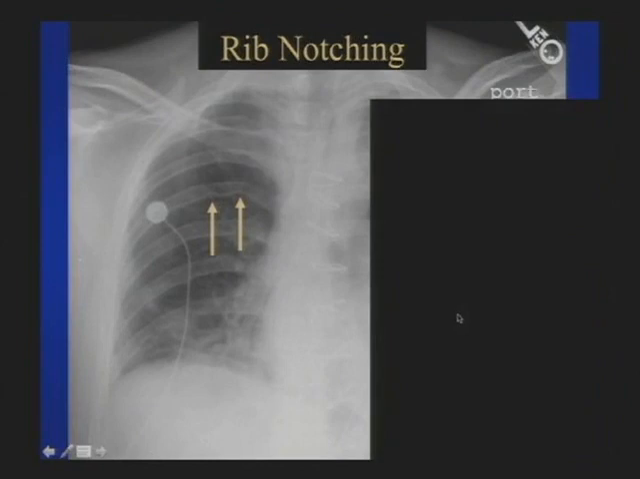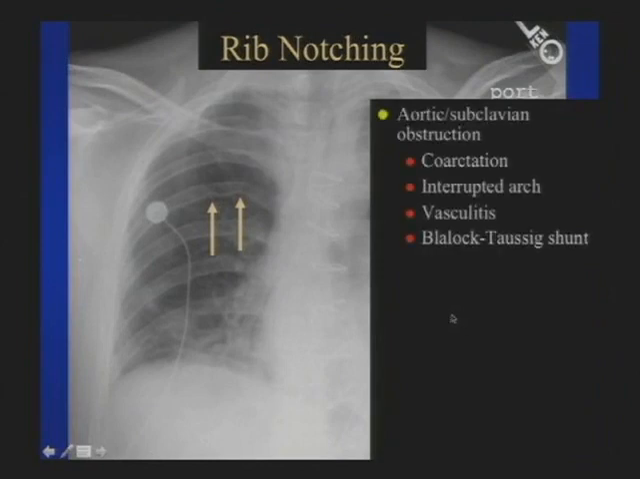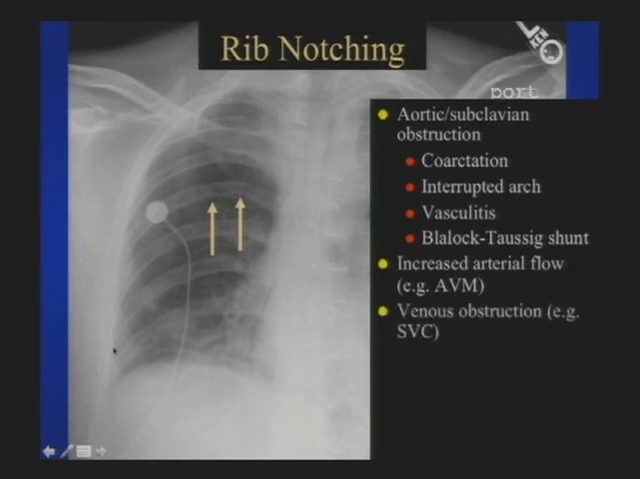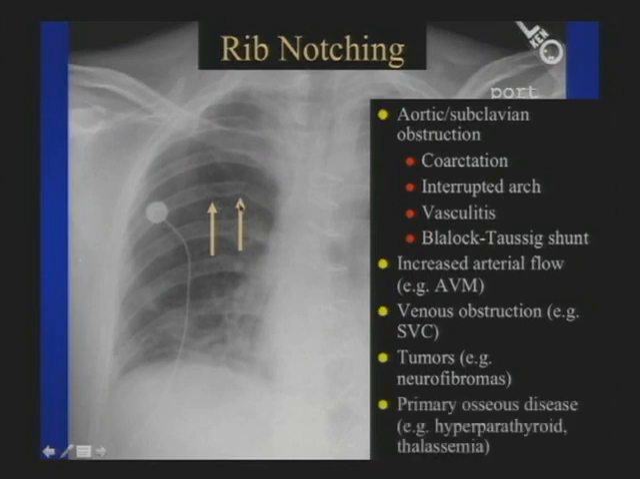And I think of rib notching as several categories. One, obstruction of the arteries, or increased vascular flow in general, giving big intercostal vessels. Venous obstruction, in which case the rib notching is due to venous collaterals. And then tumors of the intercostal nerve in particular, such as neurofibromas. And then primary osseous disease, such as hyperparathyroidism, which can produce areas of erosion. So I kind of think of categories of diseases more so than the individual.